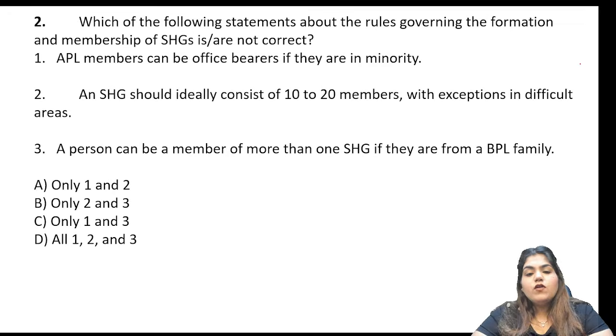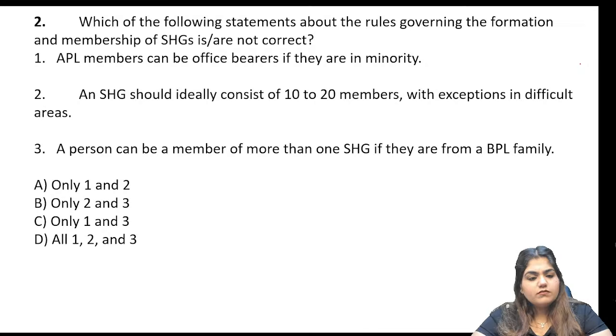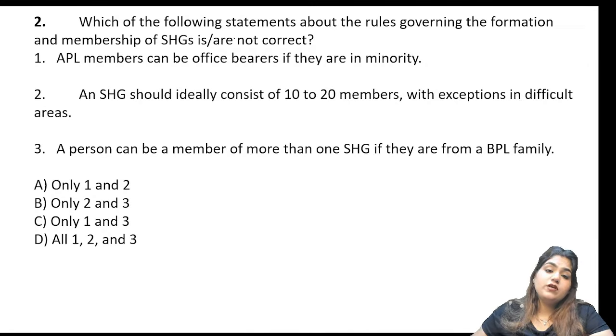Next, which of the following statements about the rules governing the formation and membership of SHGs are not correct? See, APL members cannot be the office bearers. Statement number 1 is incorrect. That will give us B as the correct answer. What? We have to tell what is not correct. Sorry.